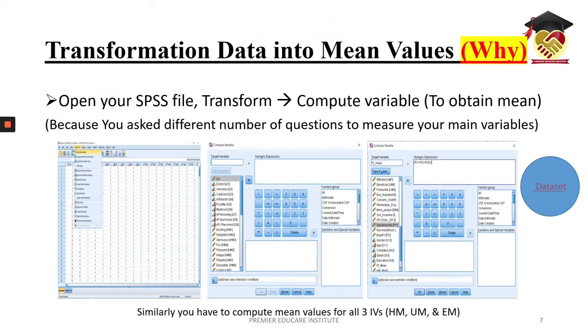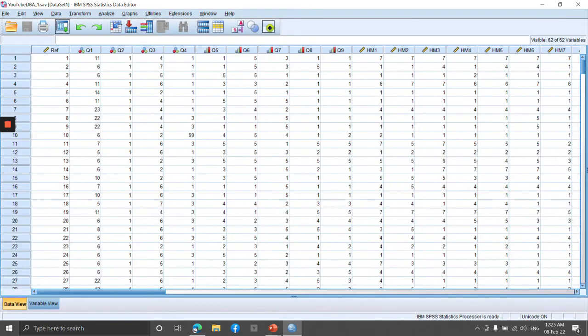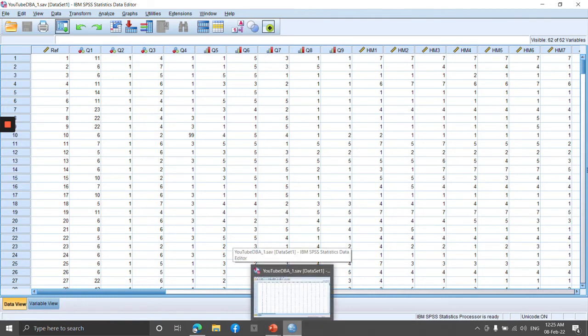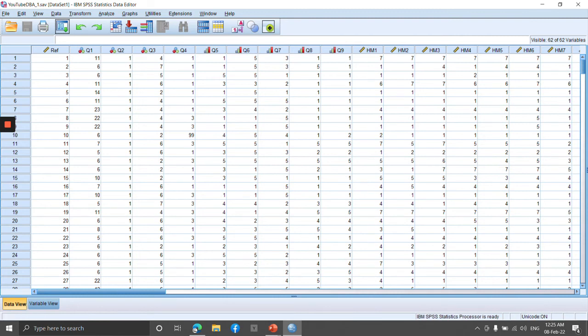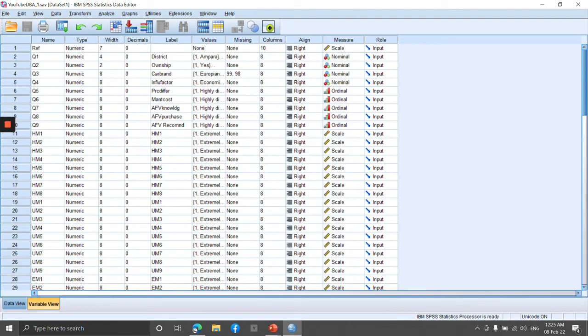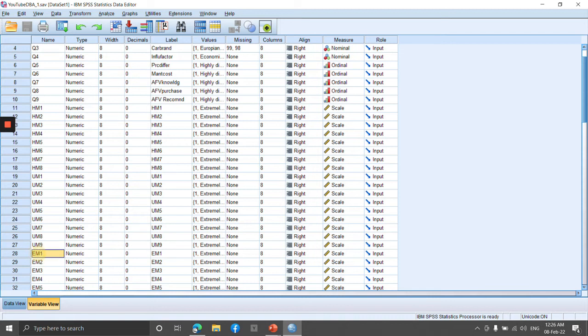So here you got the data set. This is your variable view. That means you can see H1 to H8, UM1 to UM9, and EM1 to EM6. These are the mediating variables.